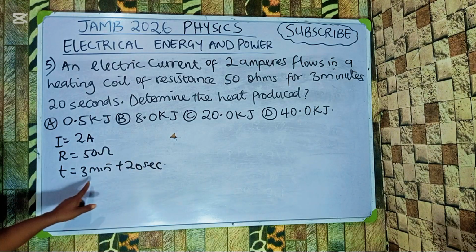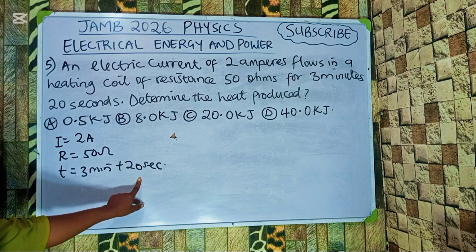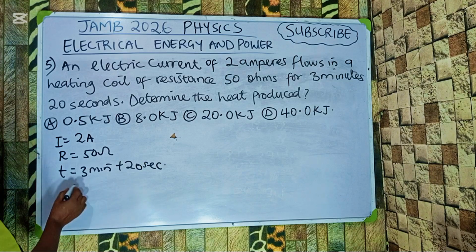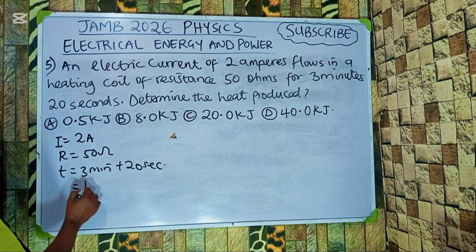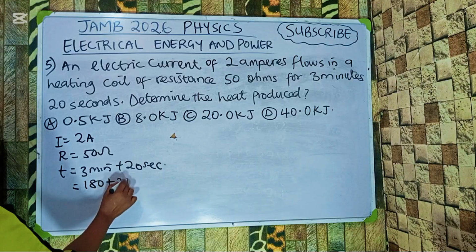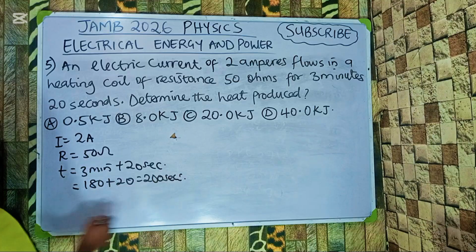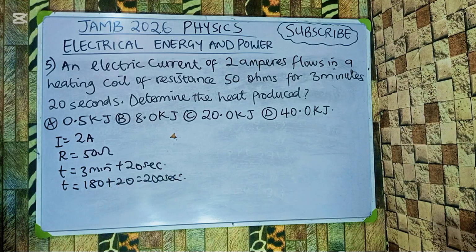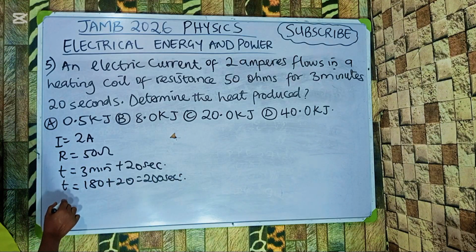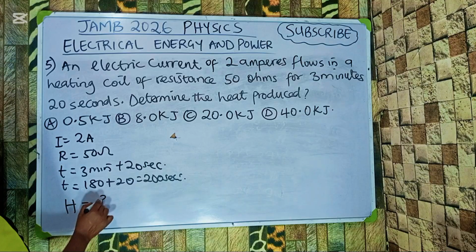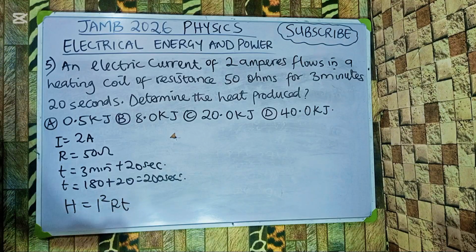That means we have to convert minutes to seconds, then add. 3 times 60 is 180, plus 20 gives 200 seconds. That is my time. The formula for the heat that I'm going to use is H equals I squared R T. Remember, I've given you all the formulas before. When they give you a question, look at the particular formula that fits what you have, and solve your problem. So let's go.